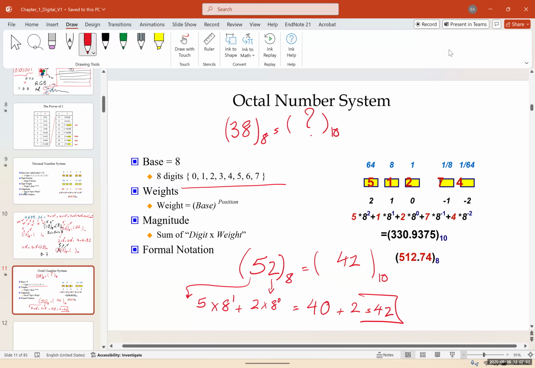We don't have a number as 38 in a base of 8. The digits can go only from 0 to 7. So you can't have a digit of 8. So 38 is a wrong number in the base of 8. When you want to write 8 decimal in the base of 8, we write it as 1, 0. So 38 is incorrect when you have the base of 8.